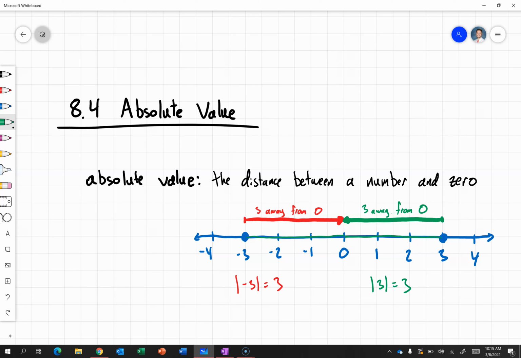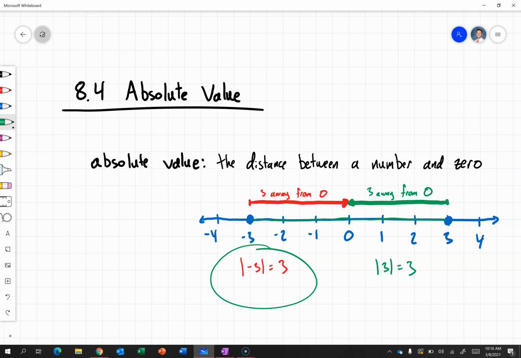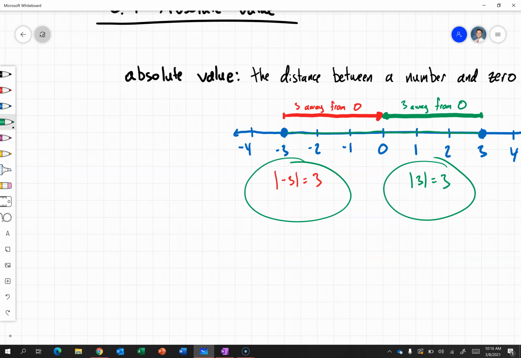The absolute value of -3, written like this here, is equal to 3, and the absolute value of +3 is equal to 3. So we can show the absolute value for any number, right? We'll write with these vertical lines like this. So the absolute value for -5 would be equal to 5.